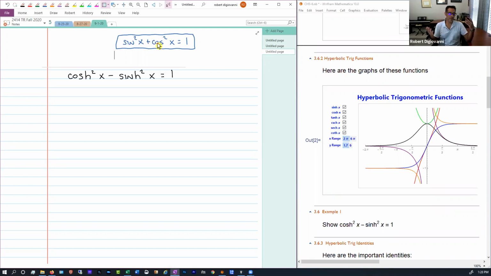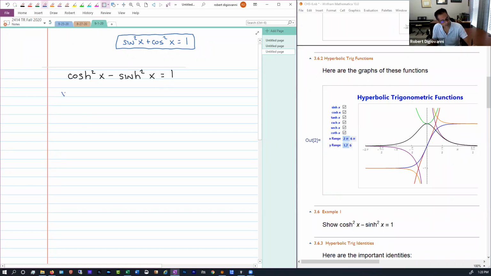Well, it turns out that with the hyperbolic trig functions, we have a similar identity, but it's not quite the same. There's not a plus between them. There's a minus, and with subtraction, order matters. So if we take cosine hyperbolic of x and square it, and subtract sine hyperbolic of x squared, we should get 1. And right now we're going to show that this is true. We're going to verify this identity.